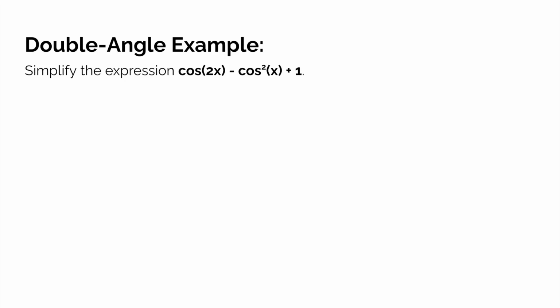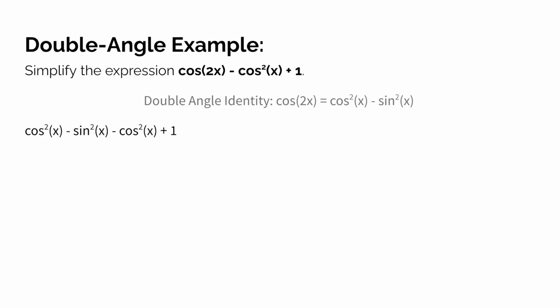We are asked to simplify the expression cosine of 2x minus cosine squared x plus 1. To start, we will look at the 2x inside the cosine function. If we notice, the other function has a theta in terms of x, so we want to use our double angle identity to get rid of that 2x. Our double angle identity is cosine of 2x equals cosine squared x minus sine squared x. We substitute this back into our expression in place of cosine of 2x.